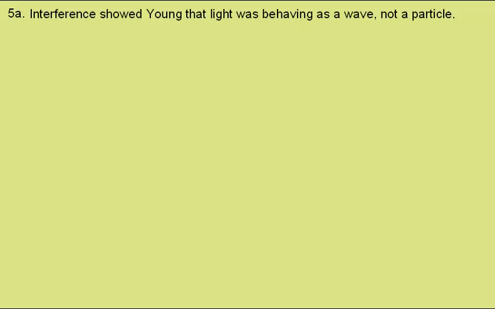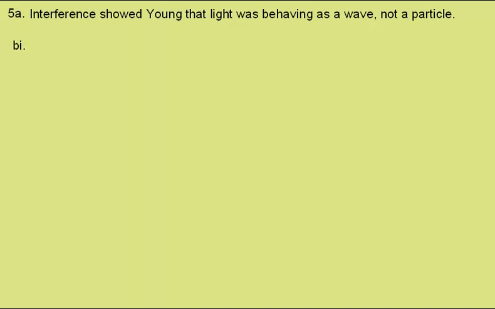In question 5, we're told Thomas Young showed the interference of light by illuminating two closely spaced narrow slits with light from a single light source. In part A, we need to state what this suggested to Young about the nature of light. Well, interference showed Young that light was behaving as a wave, not a particle.